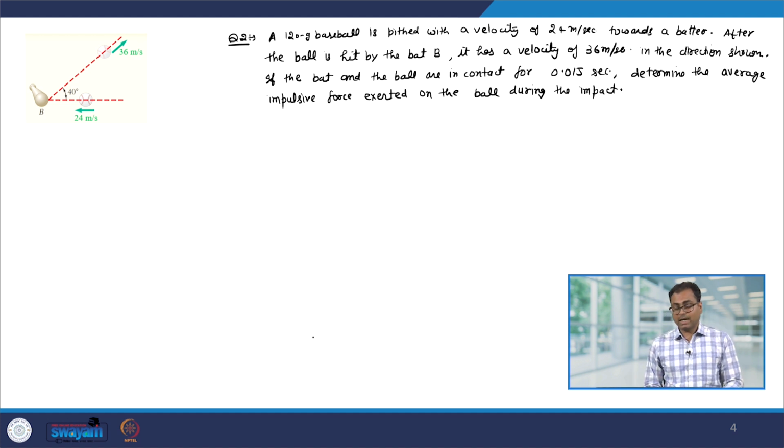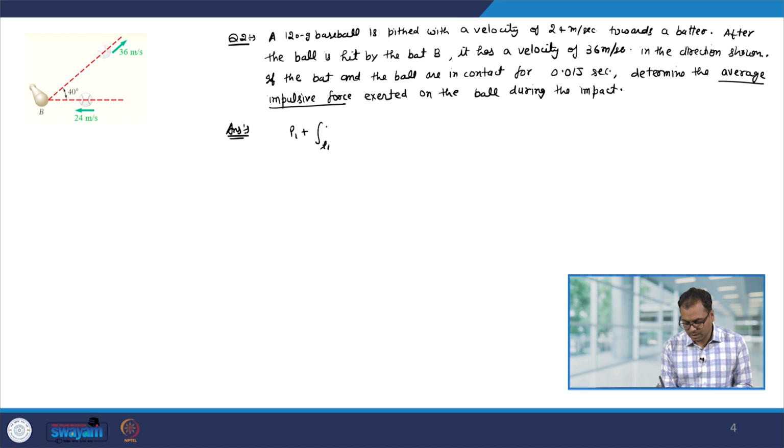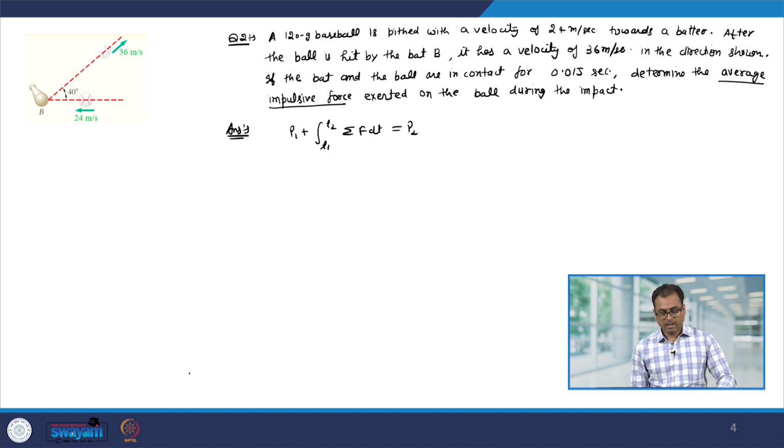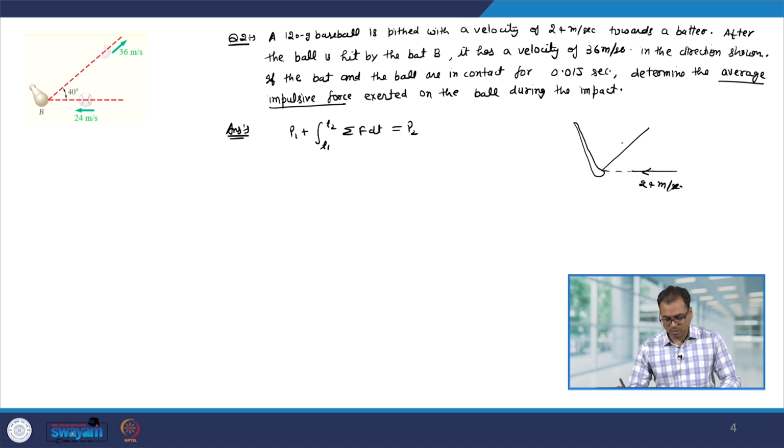In this question, we have been asked to find out the average impulsive force. For that, we can use the impulse momentum equation. So, we have P1 plus the integral from t1 to t2 of summation F dt equal to P2. Now, the situation is the following: a ball is travelling in the horizontal direction with a velocity of 24 meter per second, and it is hit by the bat, and then the ball goes at 36 meter per second at an angle of 40 degree.